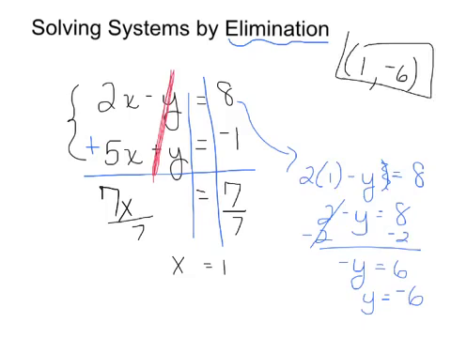I can check my answer by plugging it into the second equation. Does 5 times 1 plus -6 equal -1? In this case, 5 plus -6 does indeed give me the solution that I would like.